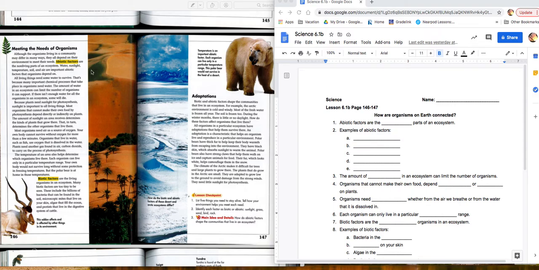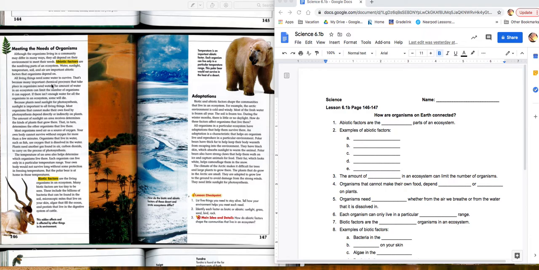What are they? Last sentence here. Water, sunlight, temperature, soil, and air are all important abiotic factors that organisms depend on. Now we're going to go through those things in paragraphs here to say why is air, why is temperature, why is sunlight important. All living things need some water to survive.